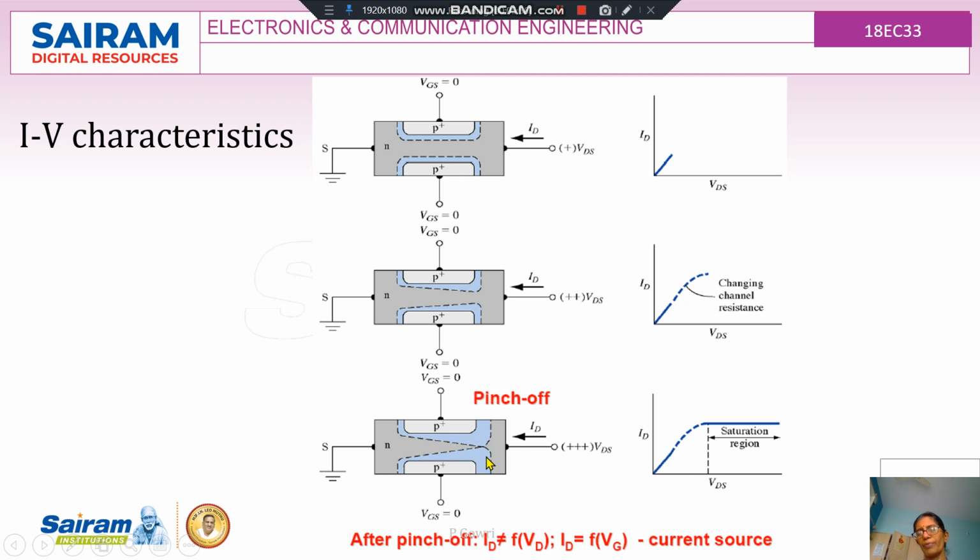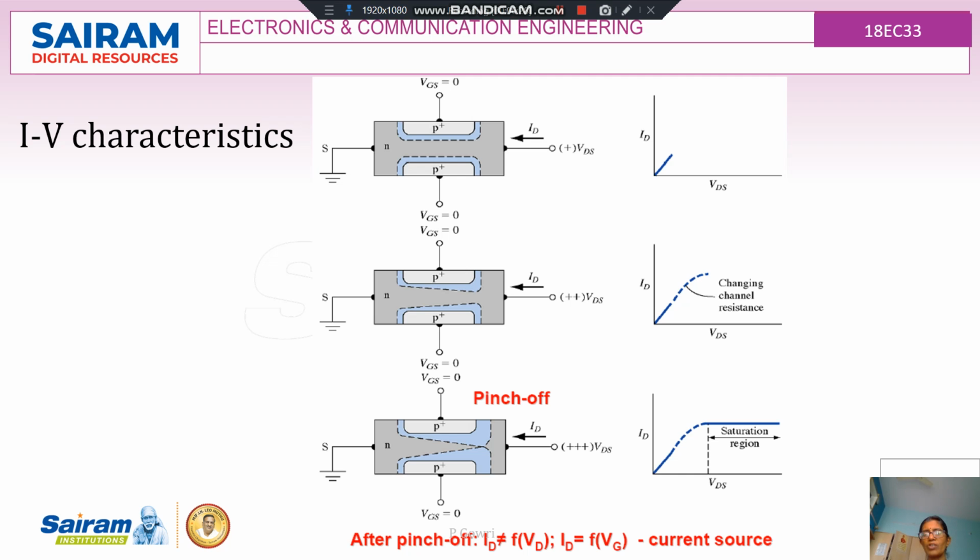Now, when I go for more voltage at VDS, that is, when VDS is more positive, the channel decreases, and at one point both depletion regions may touch together, and hence there will be a constant current flowing through the device, and the device is said to be in the saturation mode. That particular point at which the current becomes constant is called pinch off.